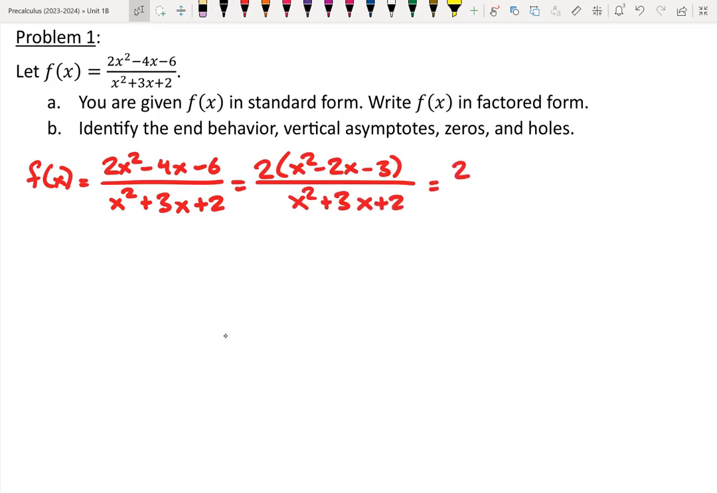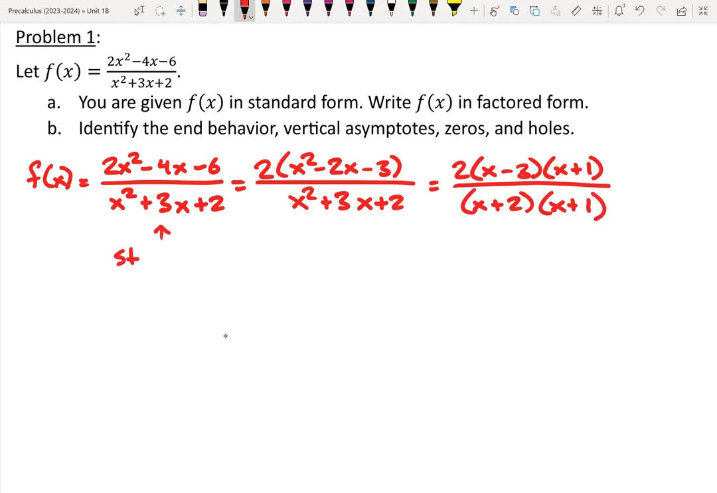And we continue factoring. In the top, that should be x minus 3 and x plus 1. In the denominator, that should be x plus 2 and x plus 1. So this is, again, our standard form, and this is our factored form.